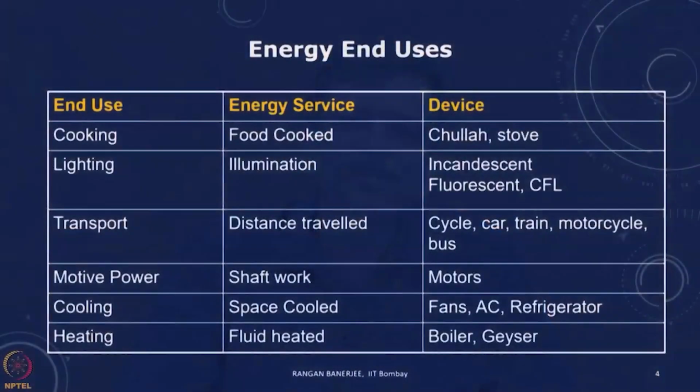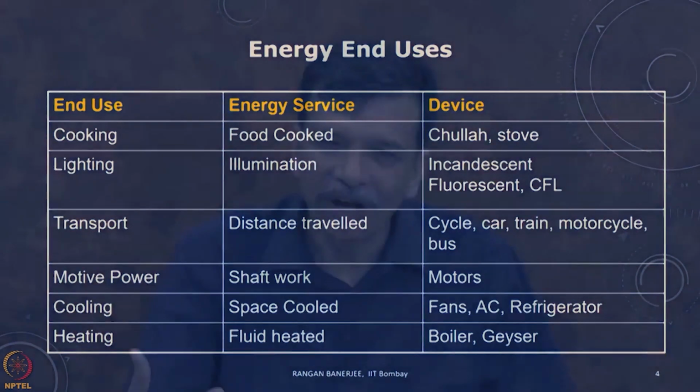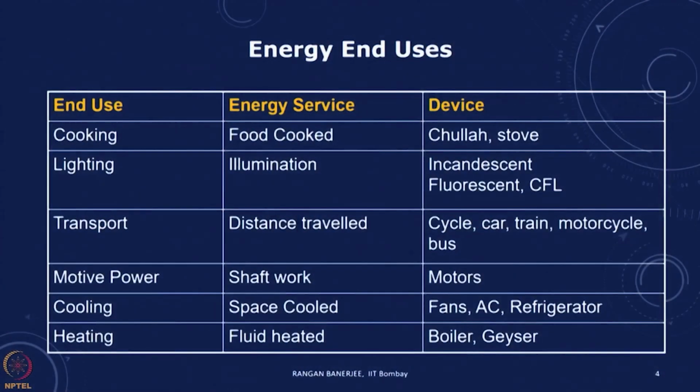So let's move on. When we talk about all the end users that we need, we think of all the things that you do in your daily life. When we look at cooking, the energy service is the food cooked. You have the chula or the stove or the microwave oven. That is where energy is being used to give you the processed food. If you talk of lighting, the energy service is illumination. You have different kinds of bulbs. You have the traditional incandescent bulbs, then we've had the fluorescent, then the compact fluorescent, and now you have the LED.